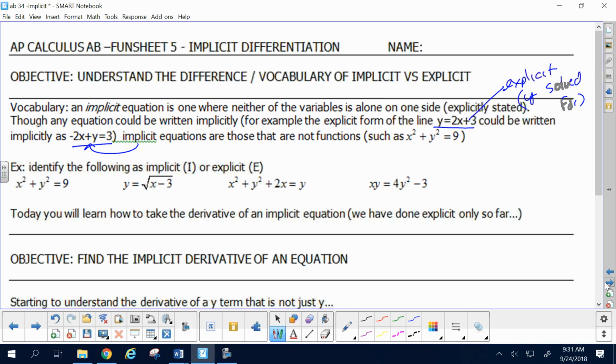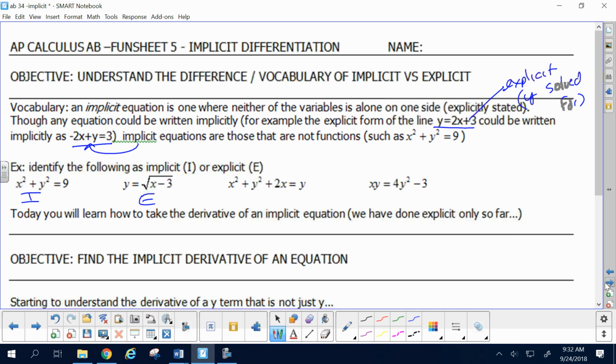Okay, so just a little bit of vocabulary. Explicit means one of the variables is solved for. Implicit means the variables are all kind of mixed up in a jumble, not solved for. So is this implicit or explicit? It's implicit. Neither variable is solved for. The second one, implicit or explicit? Explicit is clearly solved for y. Y is explicitly or clearly stated.